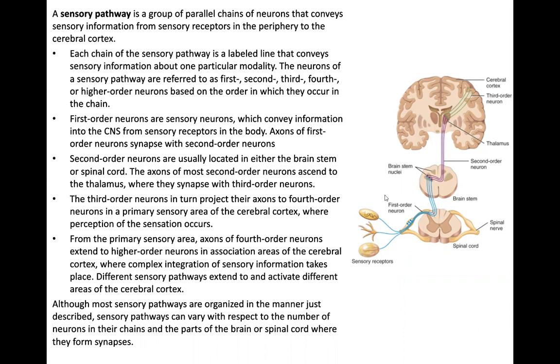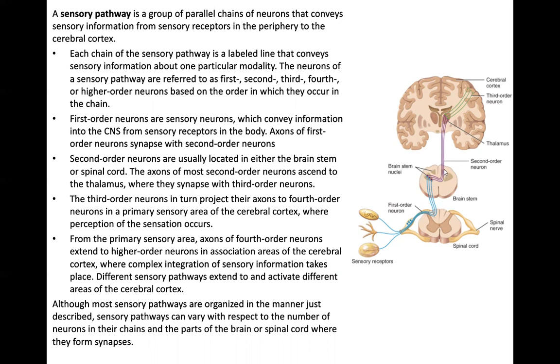Okay, the neurons are named based on which order they are in the pathway. The first order neurons are the ones attached or associated with those receptors that you see there. They convey information into the central nervous system from sensory receptors in our body. They are the ones that then travel up the spinal cord and can synapse with second order neurons, like we show here occurring in the brainstem.